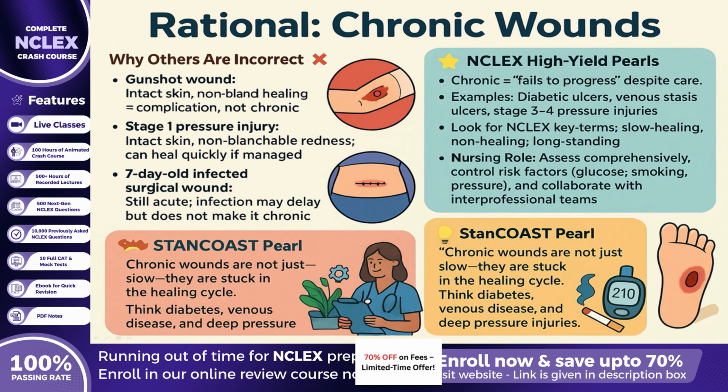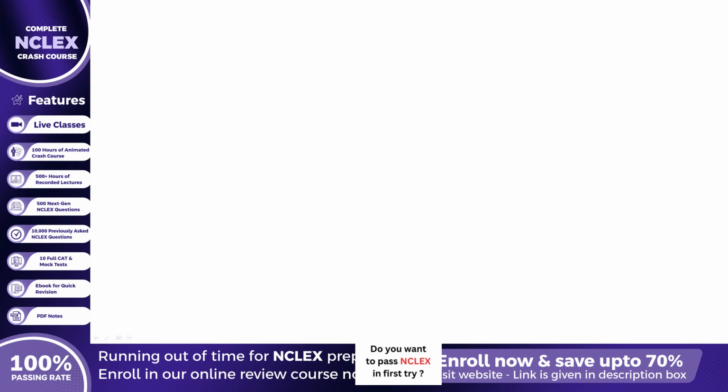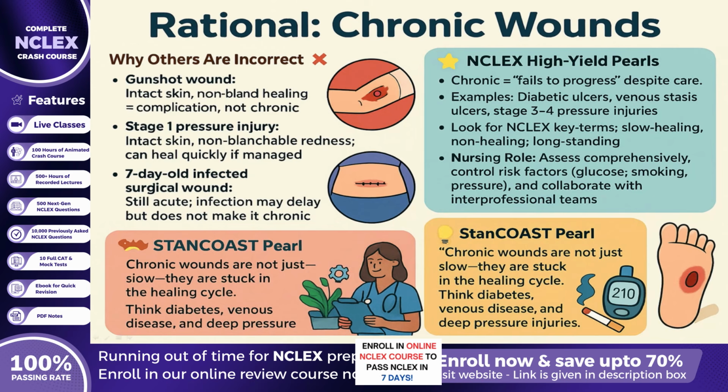Moving on to option 1, the gunshot wound with tissue damage is incorrect, because although traumatic wounds may be extensive and complicated, they are classified as acute wounds. Acute wounds follow the predictable phases of healing: hemostasis, inflammation, proliferation, and maturation, so long as infection and perfusion are controlled. Any delay in healing here is considered a complication, not a chronic state.